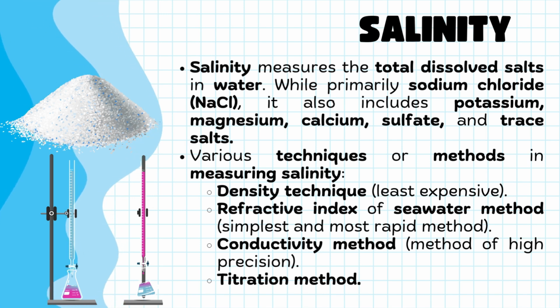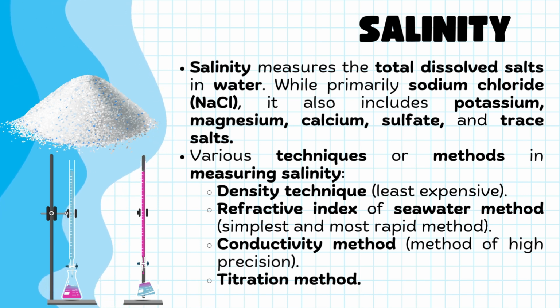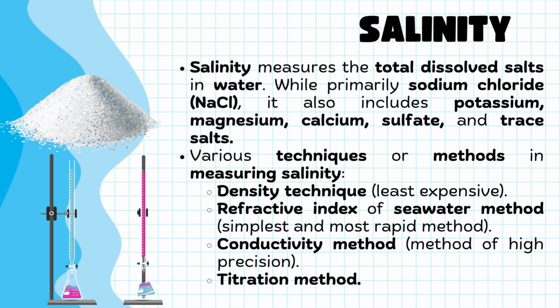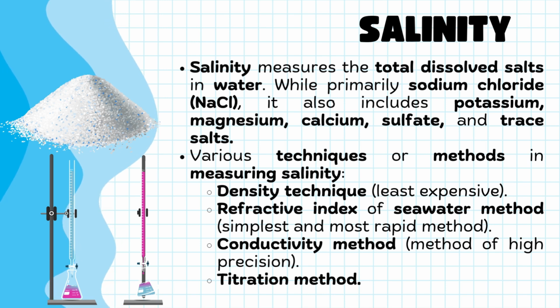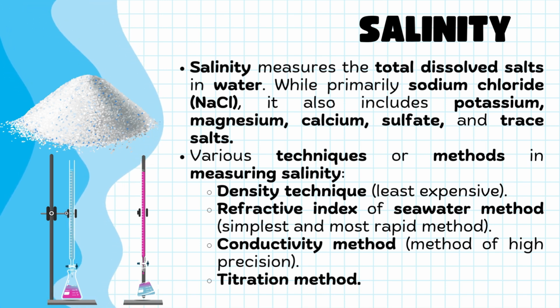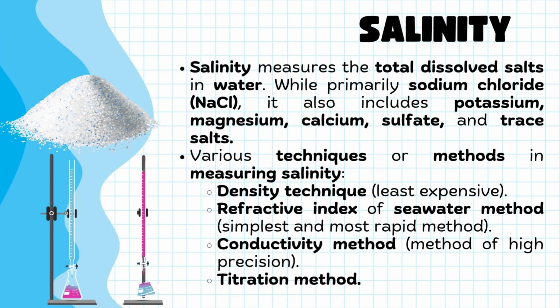So, aside from grams per kilogram, salinity is also expressed in various units or ways as follows: ppt or parts per thousand, or percent or percentage. For example, seawater is about 35 ppt or parts per thousand, or 3.5% salinity.